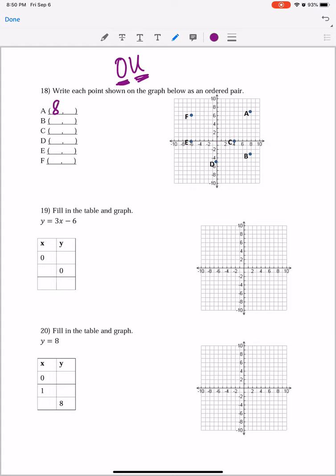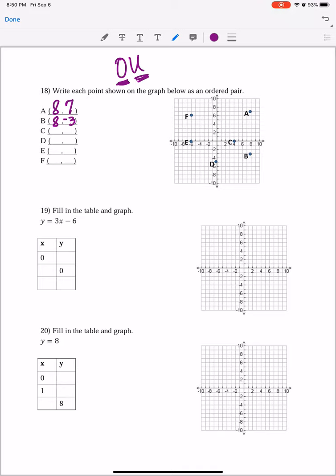And then from here, we are going up 1, 2, 3, 4, 5, 6, 7. B right here, over, side to side. So from the origin, we're going over 1, 2, 3, 4, 5, 6, 7, 8 again. And then from here, we went down 1, 2, 3. Down means negative, so negative 3.